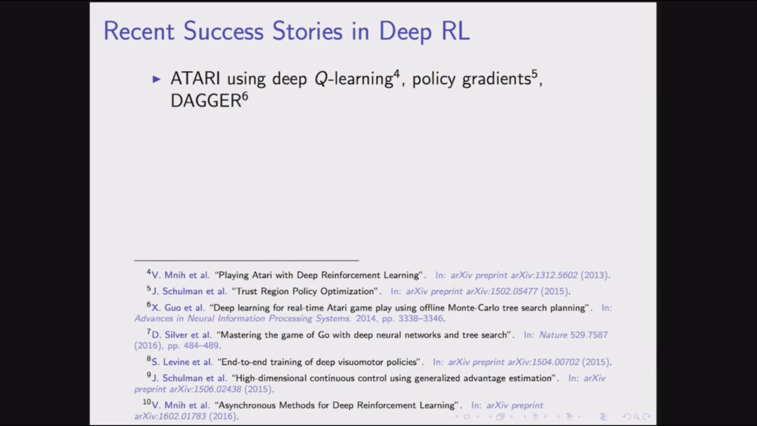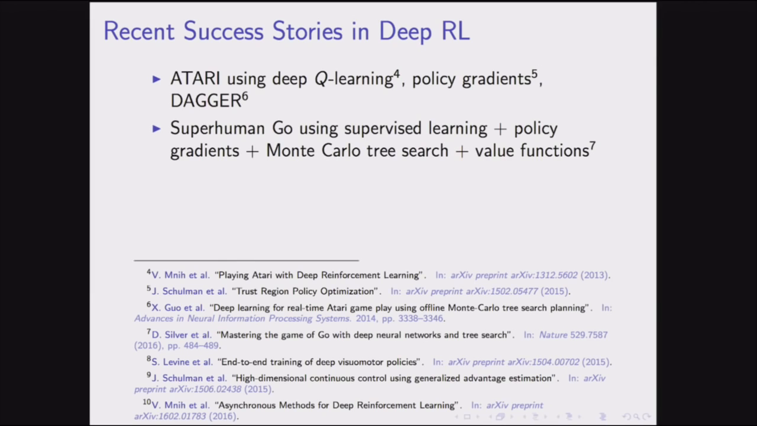Since then, people have also solved this domain using policy gradients and another algorithm called Dagger. Another big groundbreaking result was beating a champion-level player at Go, also by DeepMind, using a combination of supervised learning from expert games, plus policy gradients to fine-tune the supervised learning policy, plus Monte Carlo tree search, plus value functions to make the search work better. So a combination of techniques in reinforcement learning.